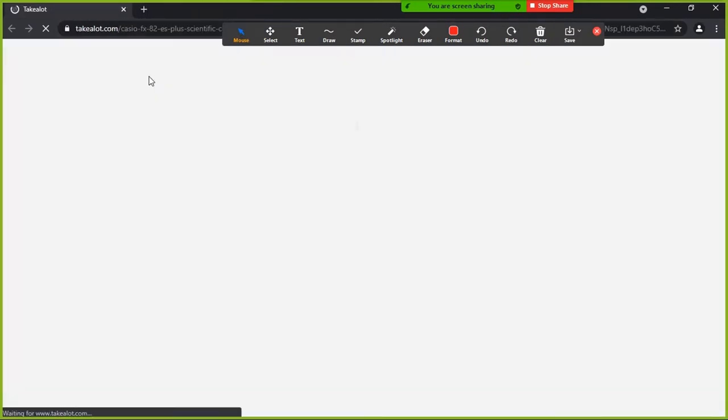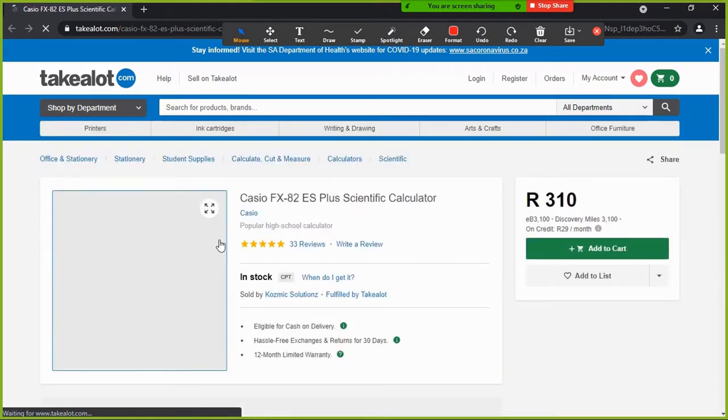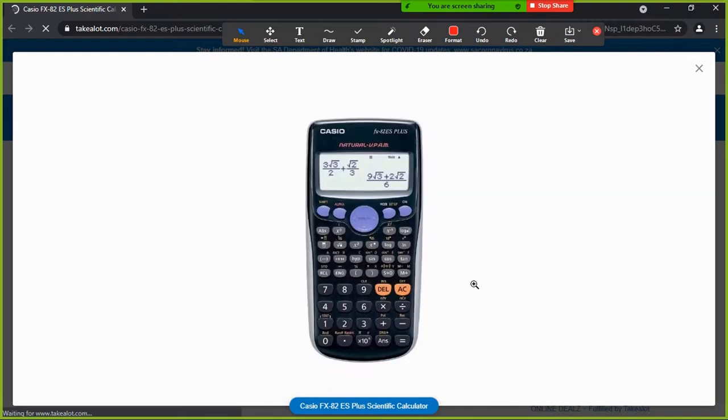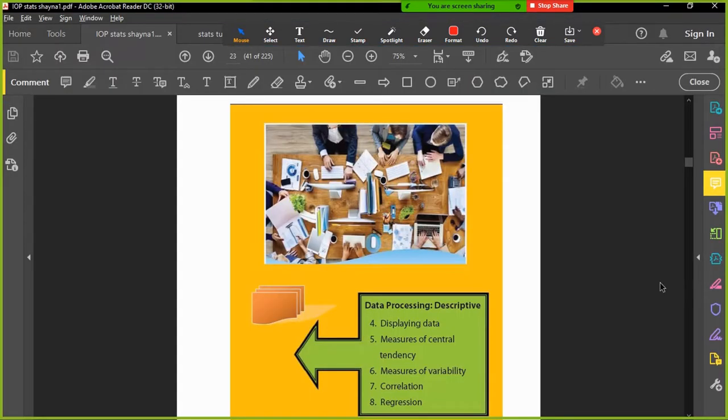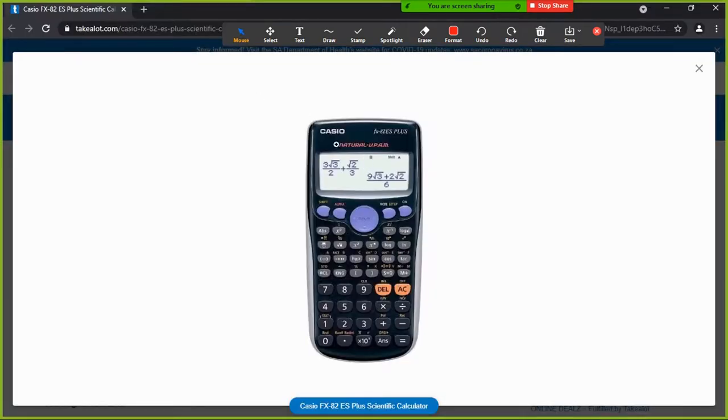Okay, so let me just put up a picture of it so at least then I can look at the buttons so I know which buttons to press. Okay, is that your calculator? Yes, that's it exactly. Okay, all right, so at least we have it. Except mine doesn't say ES. Mine says 82ZA.